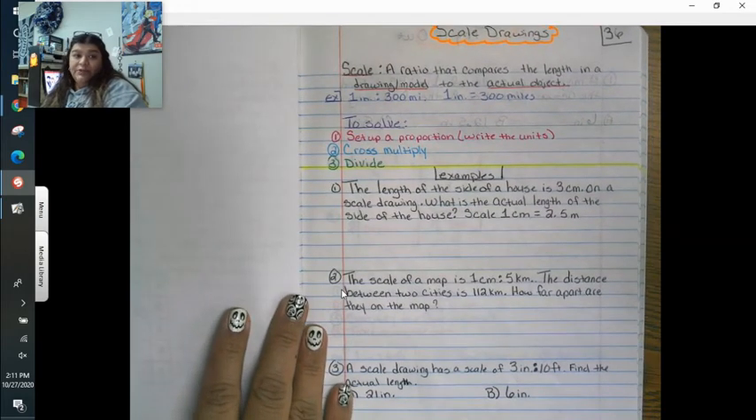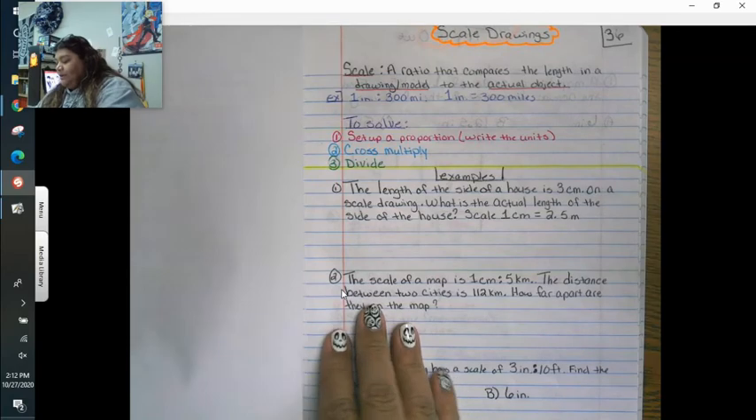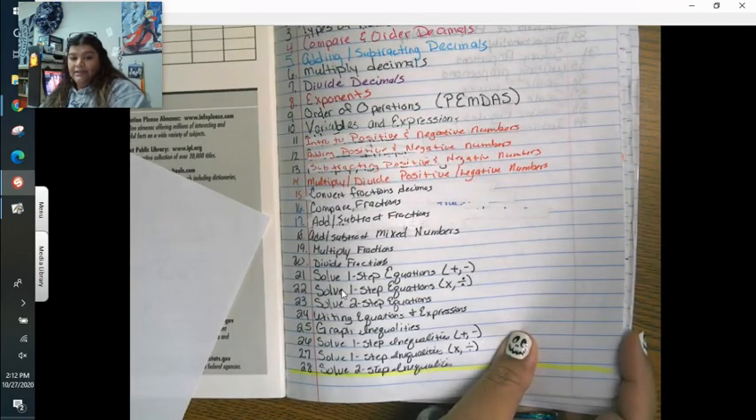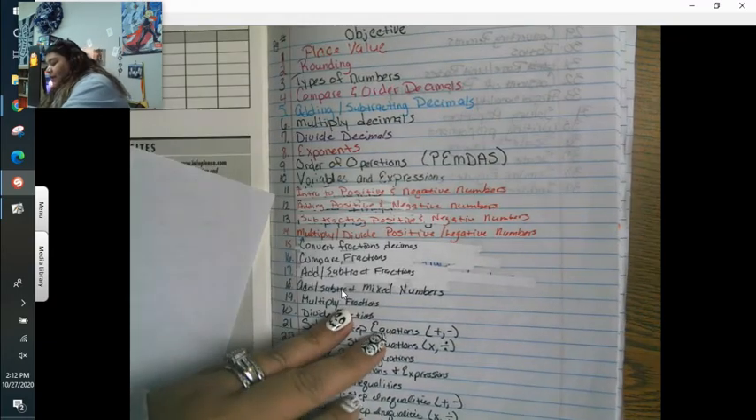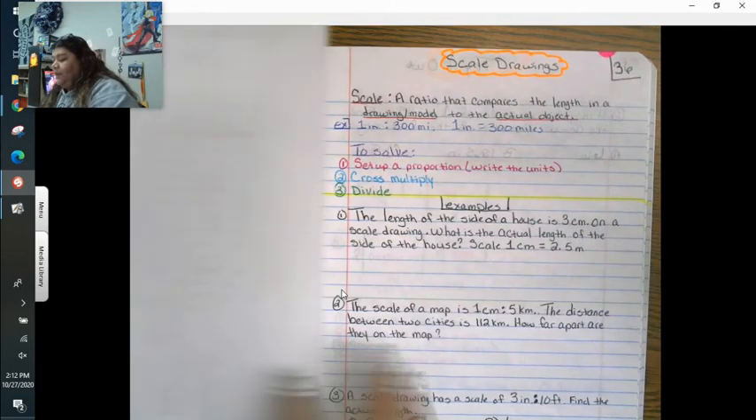We are doing scale drawings today. We are on page 36. If you're wondering what your table of contents should look like, there is the first 9 weeks, and we should be here in the second 9 weeks. That just makes it easier so you know where to find things when you're studying.